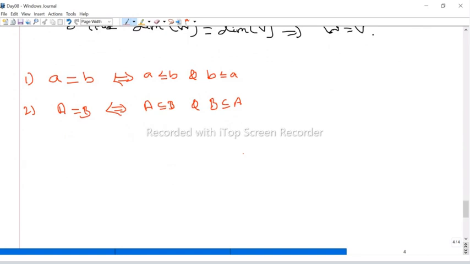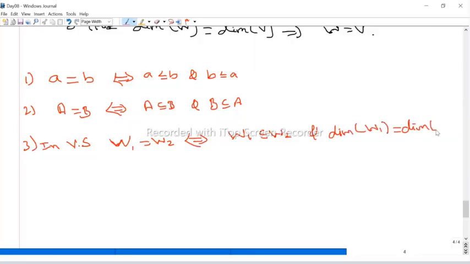But in vector spaces, when we say two subspaces are equal, there is no need to prove two containments. Suppose two subspaces W1 and W2 in a vector space. W1 equals W2 if and only if you prove one containment, either W1 is contained in W2 or W2 is contained in W1, and then prove the dimension of W1 equals the dimension of W2. No need to prove two containments. Then these two subspaces are equal.